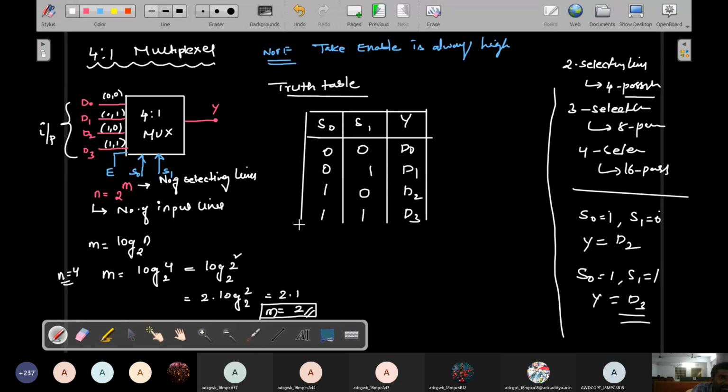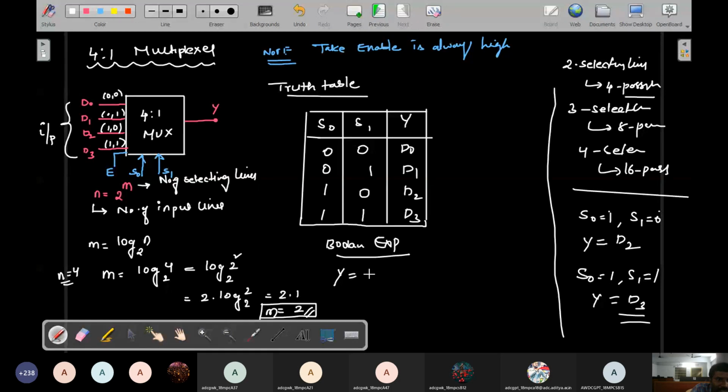Simply, I'll write the logic symbol. Now the Boolean expression. How to write the Boolean expression? I already told you, if 0 it is a complementary state, and if 1 it is the direct state. These are the AND gate performance actually. In AND gate operation, 0, 0 is 0, 0, 1 is 0, 1, 0 is 0, and 1, 1 is 1. Like this order, it looks like an AND gate. So if you consider the Boolean expression, Y is equal to, first of all, S1 complement D0.